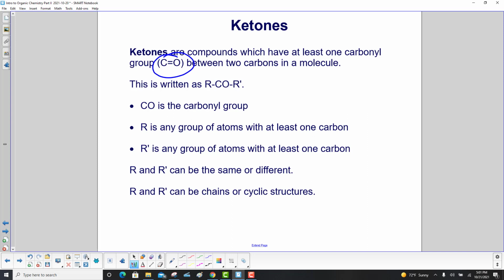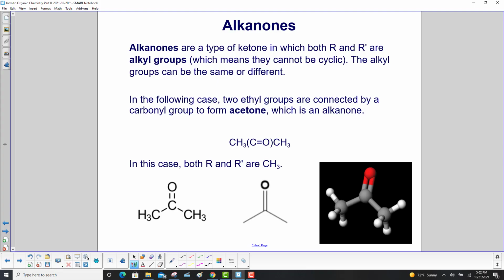This is written as R-CO-R'. CO is a carbonyl group, and that's this guy here. R is any group of atoms with at least one carbon. R' is also any group of atoms with at least one carbon. R and R' can be the same or different, and R and R' can be chains or cyclic structures. But we're going to focus on alkanones. They're a type of ketone in which both R and R' are alkyl groups.